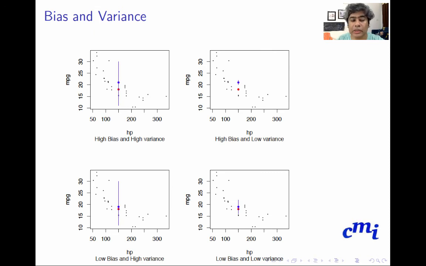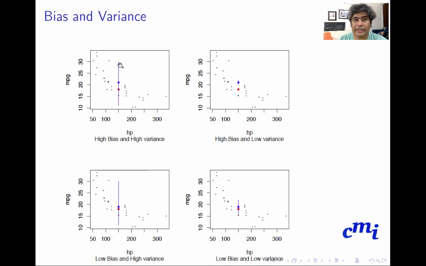Let's look into this miles per gallon data set. We want to predict miles per gallon based on the horsepower. Suppose the x naught value is 150. Now the actual value f of x naught is this red spot, and this blue spot is the predicted value. So this difference we can say is the bias, and this is the very high variability.